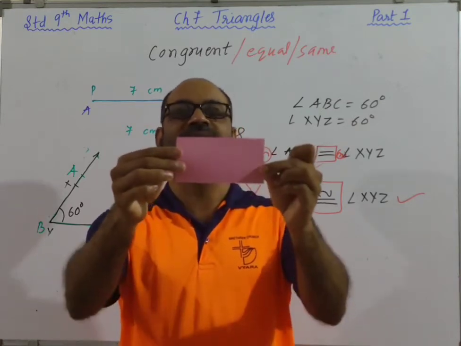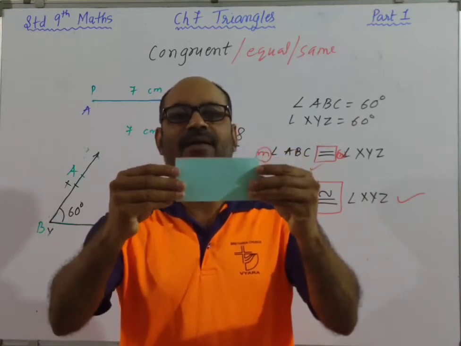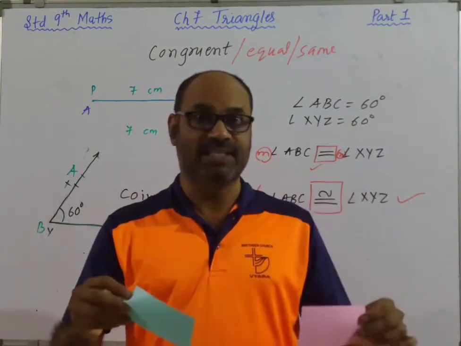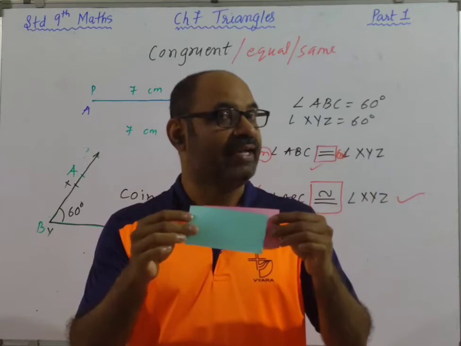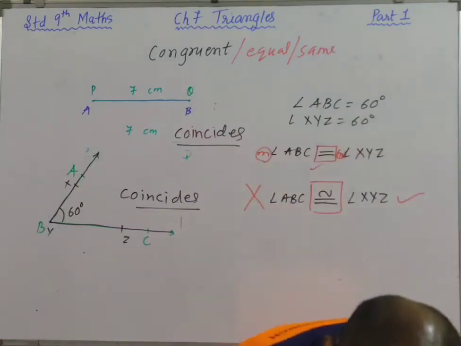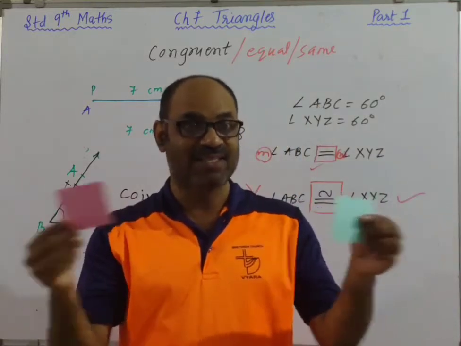Are they overlapping? Yes. Alright, they are overlapping. So these two are coinciding with each other. The two rectangles are exactly coinciding. So they are congruent rectangles. Alright, I've got two squares.